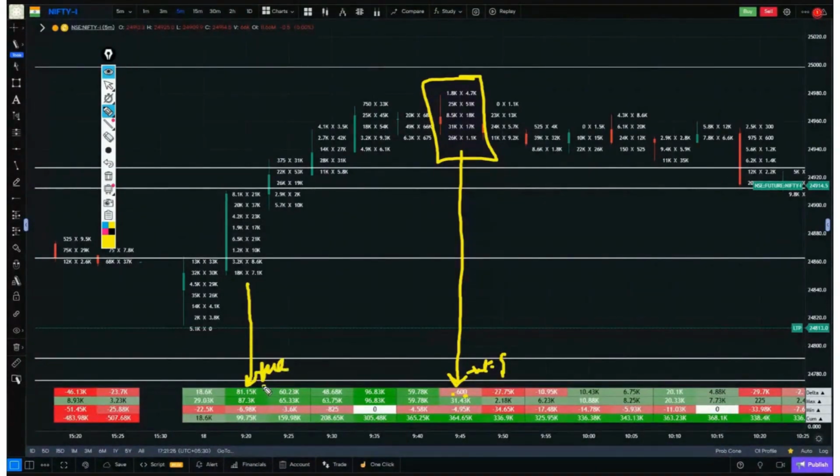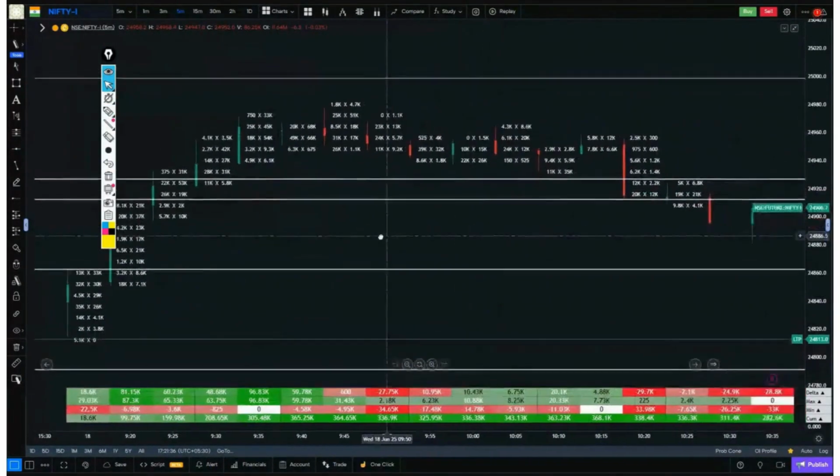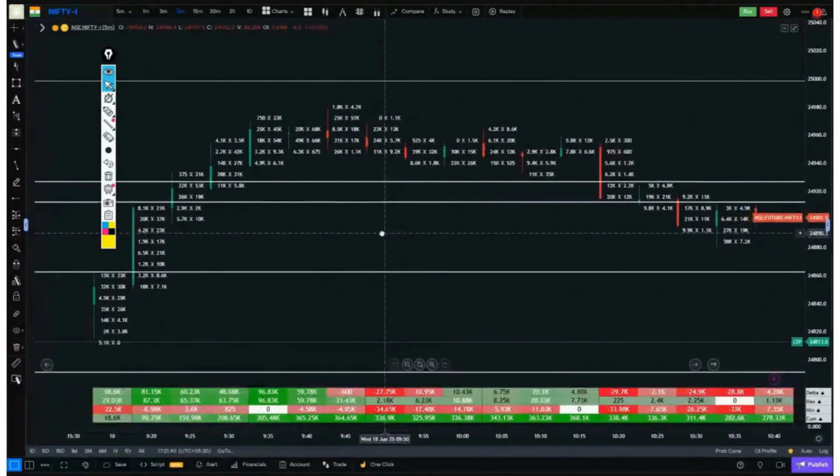The value of positive delta will always be seen inside the green box. So now we know what delta is. We know about positive delta and we know about negative delta.